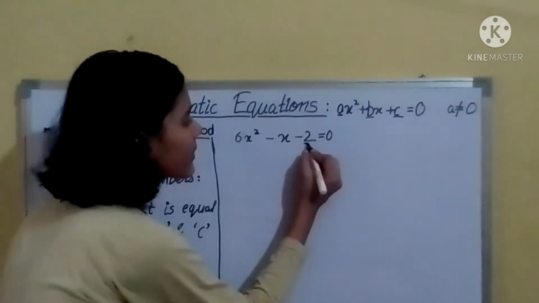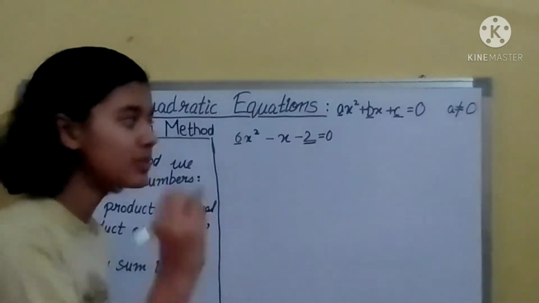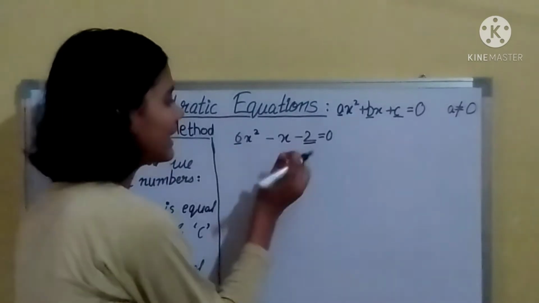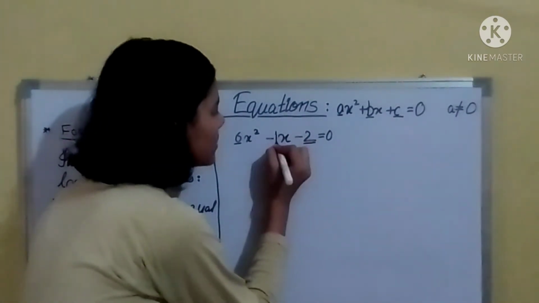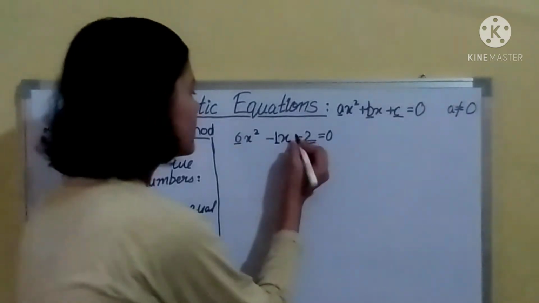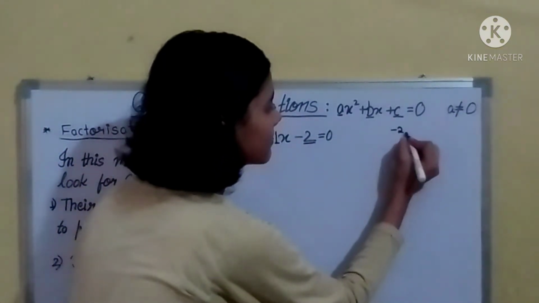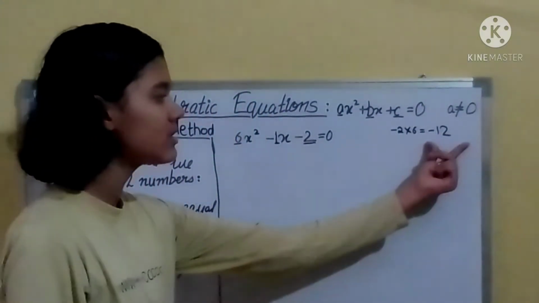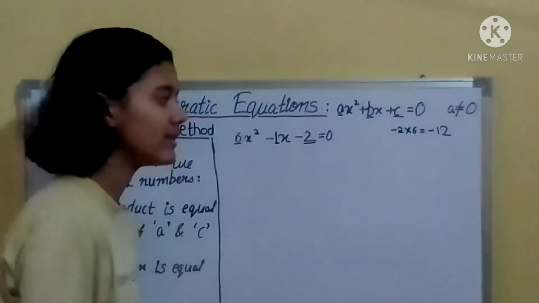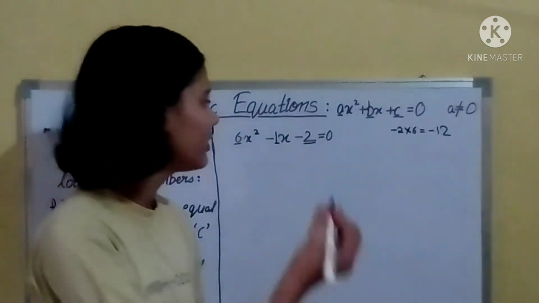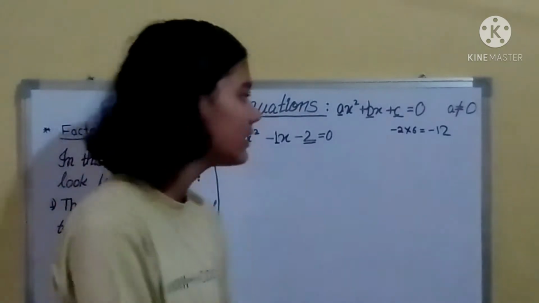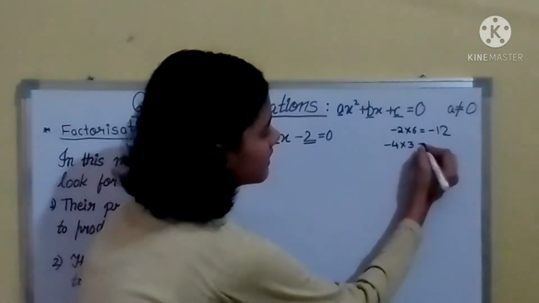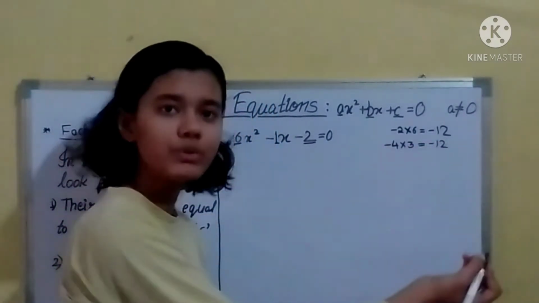Okay, so what is the product of 2 and 6? It's 12. Okay, so we will find the numbers whose product is equal to 12 and whose sum is equal to minus 1. Okay, so minus 2 into 6 is equal to minus 12. So we have to find two numbers whose product is equal to minus 12. Okay, so we can have minus 4 and 3. Let's see, minus 4 into 3 is equal to minus 12.